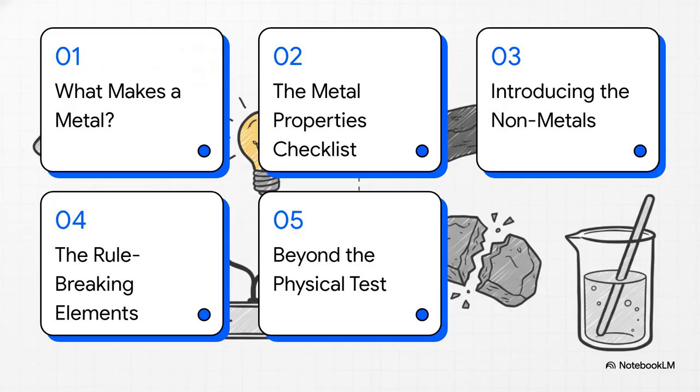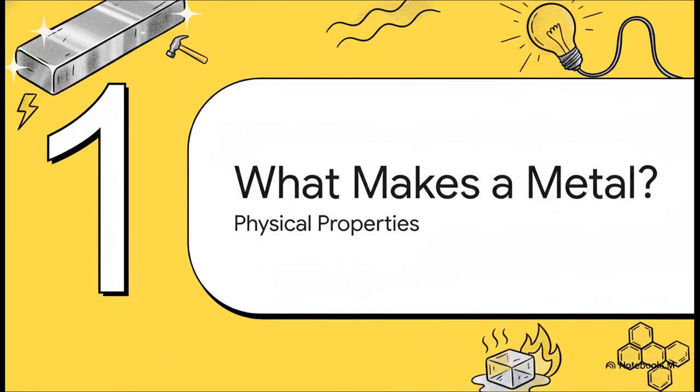Okay, so here's our game plan. First, we'll figure out what makes a metal, well, a metal. Then we'll run through a whole checklist of properties to build a profile. After that, we'll bring in the nonmetals to see how they compare, look at some really fascinating rule breakers, and finally, see where all this physical evidence is pointing us next. All right, let's get started with our prime suspect.